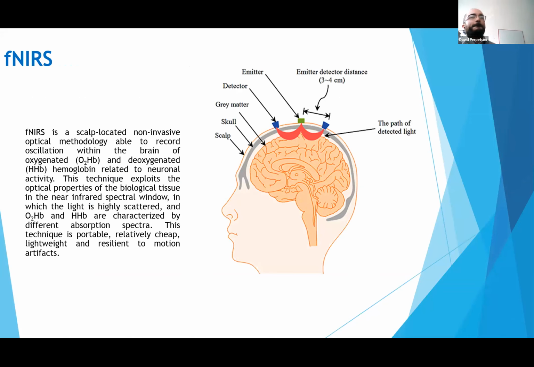fNIRS is functional near infrared spectroscopy, an optical technique that is able to collect the hemodynamic changes in the cortex. Thanks to the employment of two different wavelengths, it is able to measure the variations in oxygenated and deoxygenated hemoglobin related to the neuronal activity. This technique is portable, cheap, and also robust to motion artifacts, so it's a very useful tool for this kind of application.